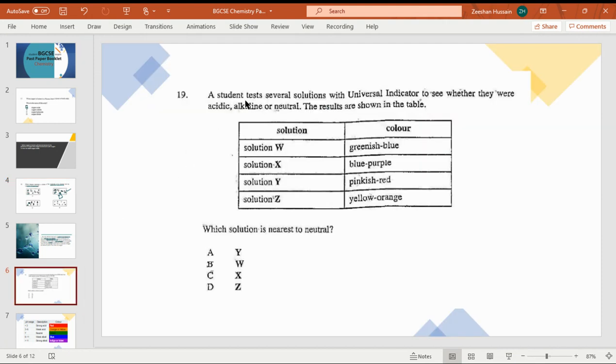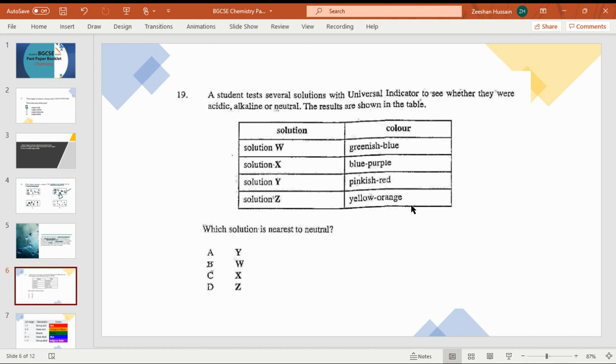A student tests several solutions with universal indicator to see whether they are acidic, alkaline or neutral. The results are shown in the table. The solutions are: solution W, greenish blue color. Okay. Solution X, blue purple. Solution Y, pinkish red.